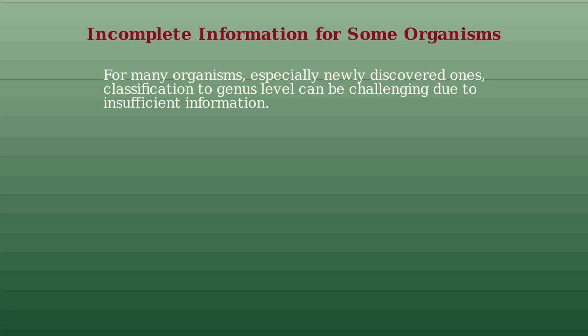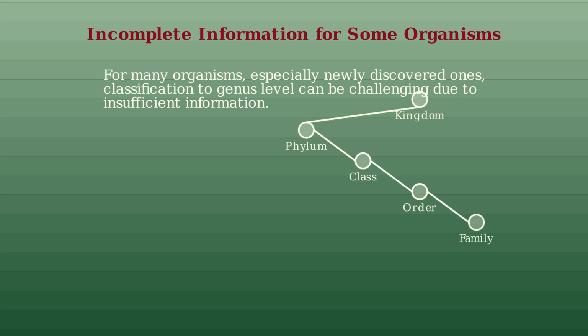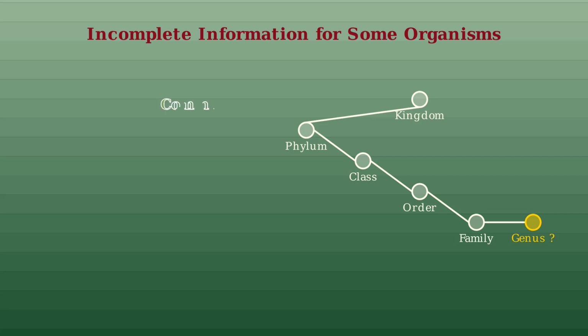For many organisms, especially those newly discovered or poorly studied, classification at the genus level can be challenging due to insufficient information. While higher taxonomic levels, like kingdom, phylum, order, and family, might be determined with confidence, genus assignment often remains uncertain for newly discovered organisms. Several factors contribute to these information gaps.